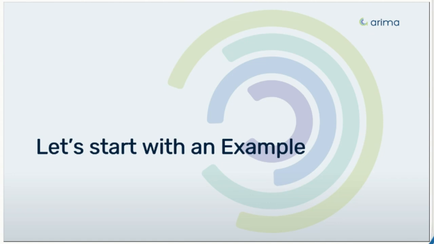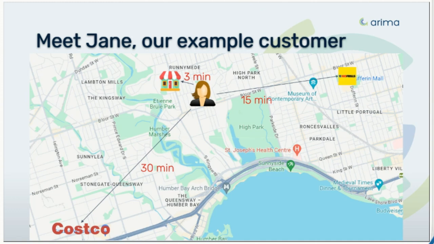All right, I'll run a quick example through what the model looks like just to show you an example, and then we'll take a look at how the model is being constructed. So let's take Jane as our hypothetical customer. Let's say Jane lives around Hyde Park, and when it comes to grocery shopping, she's got three options. She can go to Costco, which is 30 minutes away. She can go to No Frills, which is 15 minutes away, or she can go to her local convenience store, and that's only 3 minutes away.